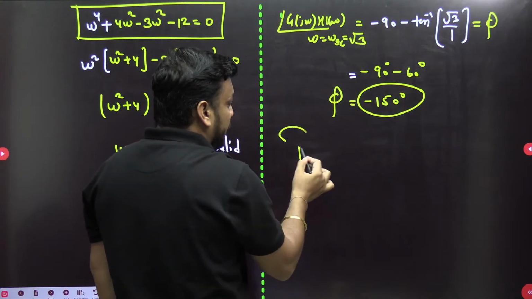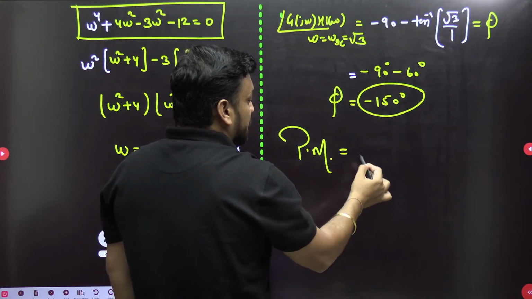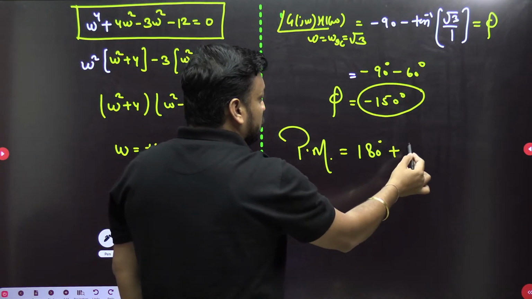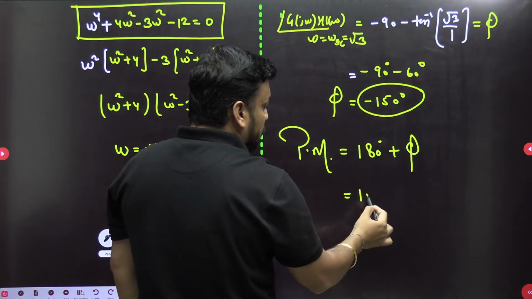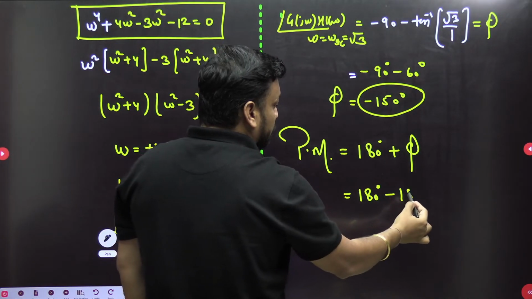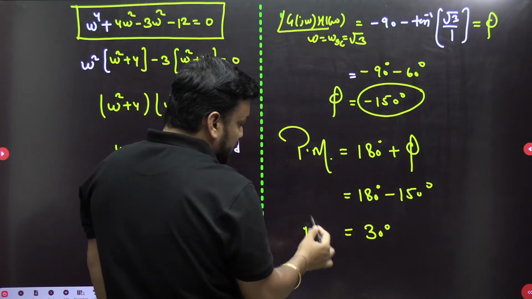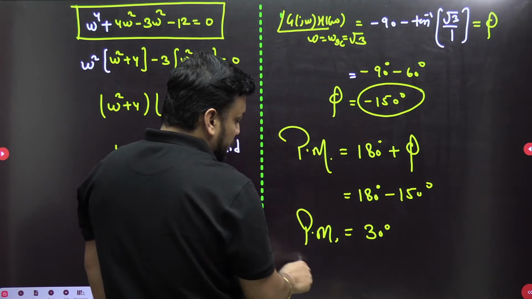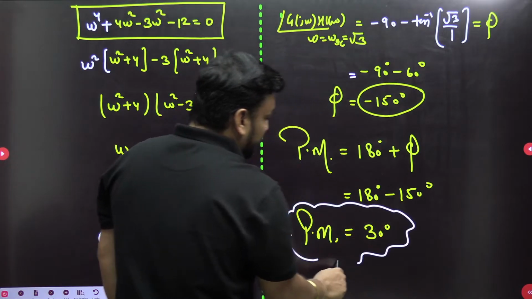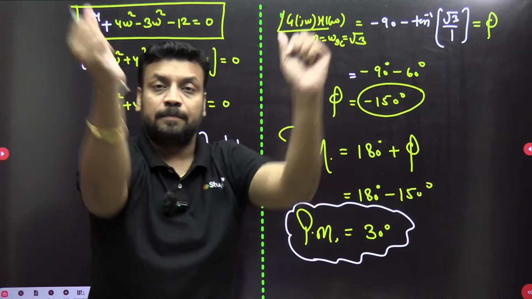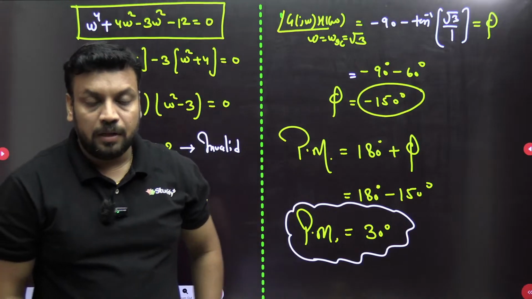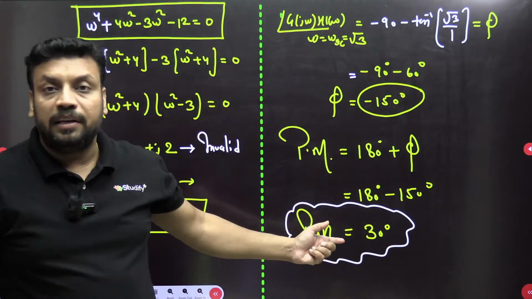And we all know what the phase margin is. The phase margin is nothing but 180 degree plus phi. So just substitute this value, so you will get 180 degree minus 150 degree. So don't you think it will be 30 degree? So phase margin value is nothing but 30 degree, guys. Phase margin value is nothing but 30 degree. Is this crystal clear or not? The phase margin value is 30 degree. Is it crystal clear?